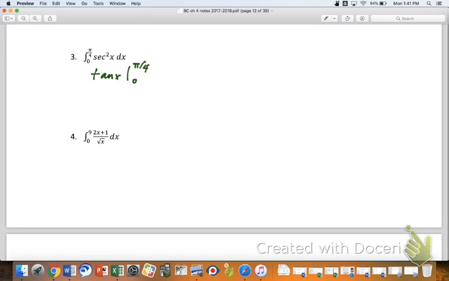This is definitely a no calculator sort of a question. So as I complete fundamental theorem of calculus part 1, tangent of pi over 4 minus tangent of 0, we got to turn to the unit circle. What's tangent of pi over 4? One. What's tangent of 0? 0. Therefore, our final valuation for this would be 1. Any questions on number 3?